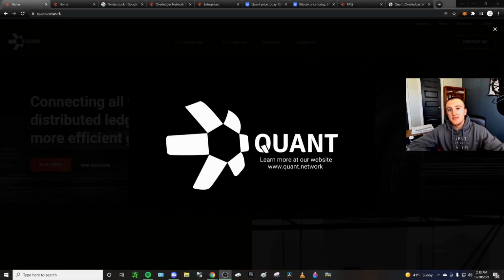One of Quant's goals is to become an operating system that allows other blockchains to connect to each other. Kind of like how Google allows you to connect with OpenSea, any online games, Facebook, Instagram, Twitter. That is basically an overledger to all of these other companies that are on the internet.